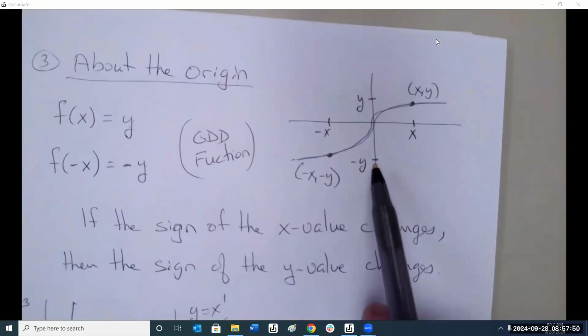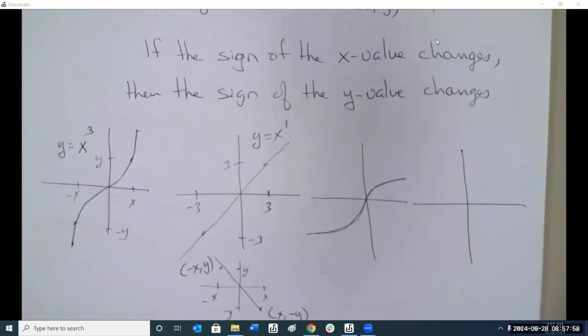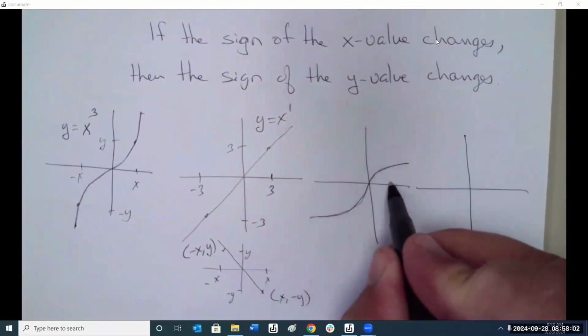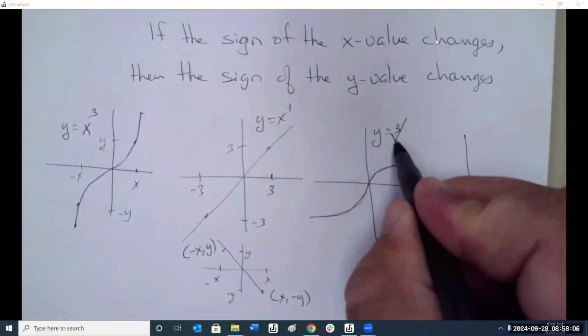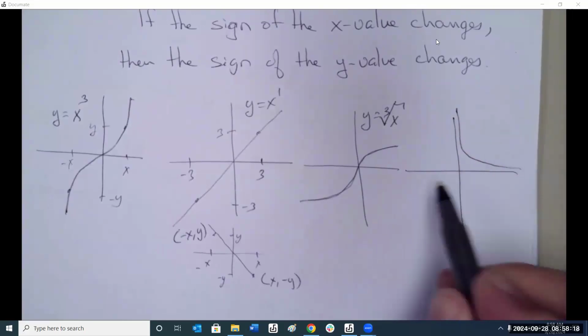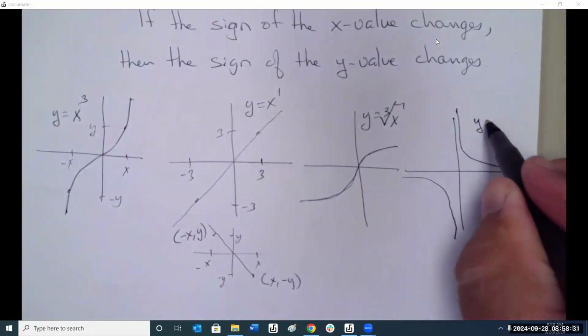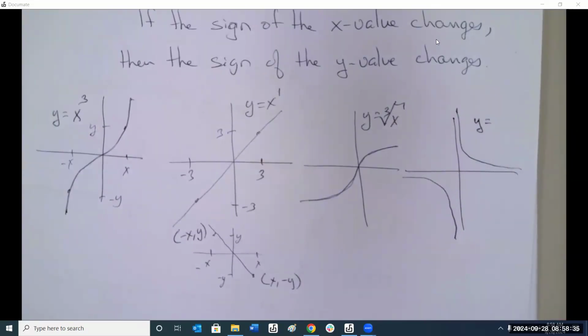We just did one up here. What is that graph? What function is that? Very good. The cube root of x. And the last one, like that. What's that function? What's the equation look like? Very good. Yes, it's irrational.